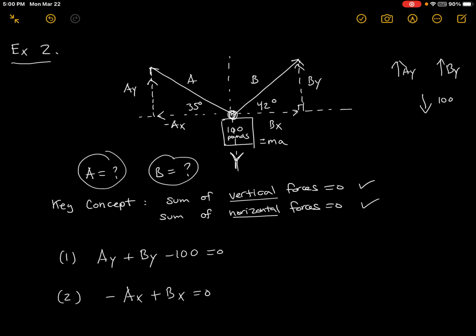Now let's get down to the detail, right? We need A and B in our equation. Right now we have just the horizontal and vertical components. The rest is just writing equations and substitution, okay?